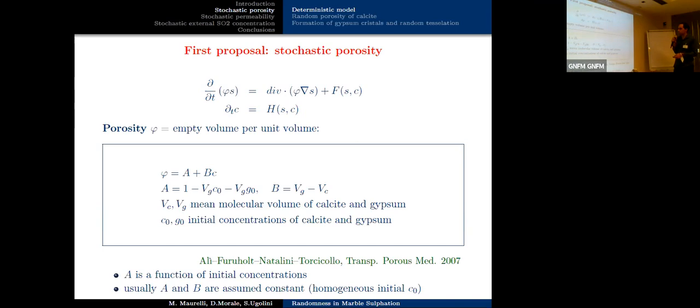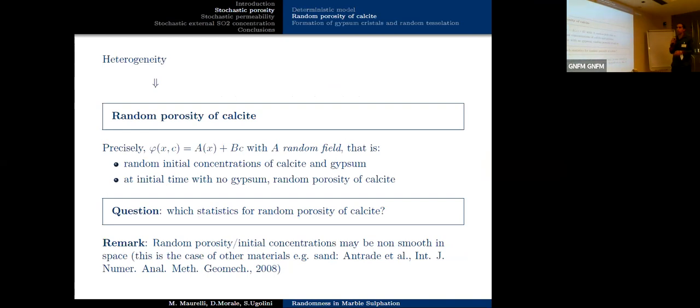But often later on they are assumed to be constant, and therefore one assumes that these quantities are homogeneous, constant in space. So our first idea is, given the picture that we have seen, given the heterogeneity that we may expect, one could actually remove this assumption, and consider the coefficient A within the formula that we've seen before as a random field, right? So it's a field which is randomly distributed.